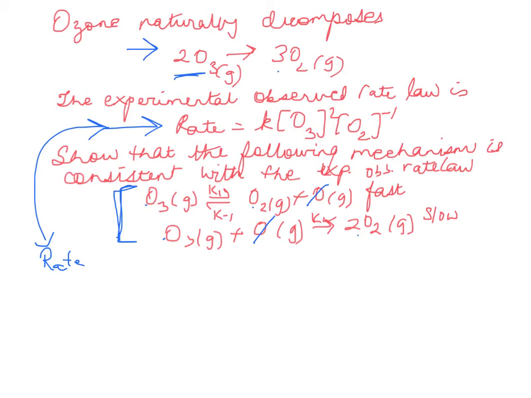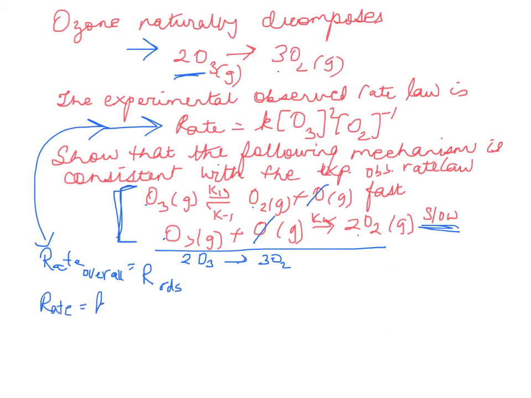So first things first, you would say that the rate of overall reaction is going to be equal to, and if you wanted to write the overall, you can do that again. So oxygen cancels, 2O3 gives you 3O2. That's what we are trying to figure out. And I said that the rate of overall reaction is going to be the rate of the slowest step, the rate determining step. Since the rate determining step is the slow step, we would be able to say that the rate should be equal to K2 times O3 times oxygen.